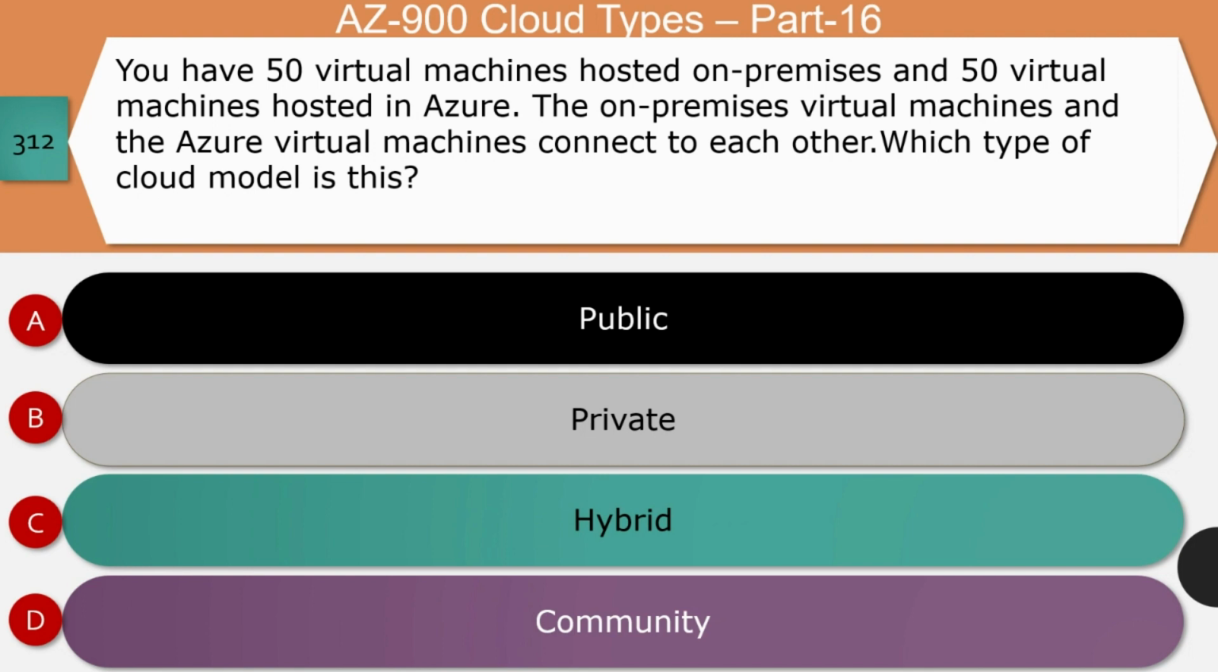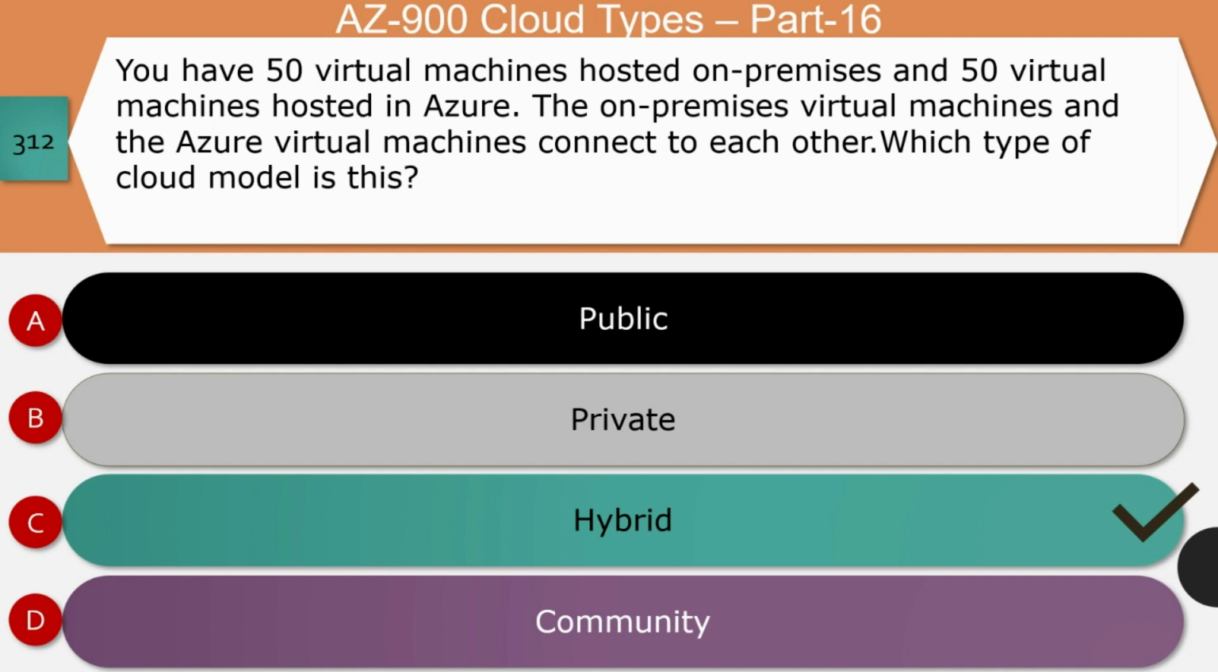Next question, you have 50 virtual machines hosted on premises and 50 virtual machines hosted on Azure. The on-premises virtual machines and Azure virtual machines connect to each other. Which type of cloud model is this? Is it public or private or hybrid or community? The right answer for this question is hybrid.